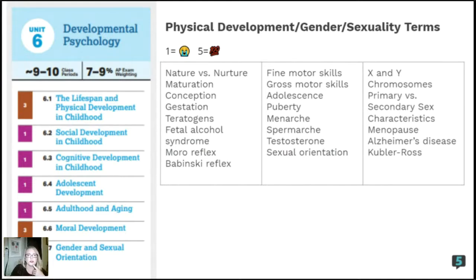If you will use the poll to rate your familiarity with the terms, 1 being, I've never seen this before in my life, I'm crying, as you can see with the emoji, and 5, that you could explain the term well to a friend. So if you will use the poll feature to show me your familiarity with these concepts.